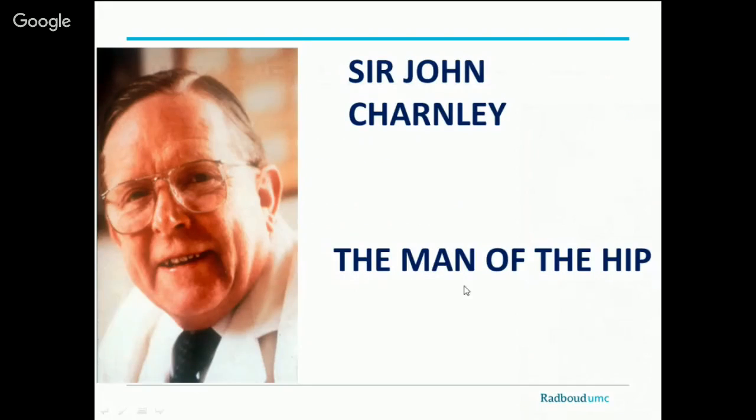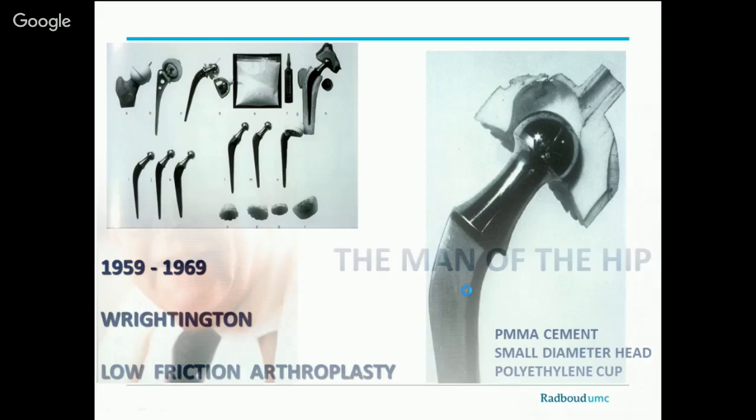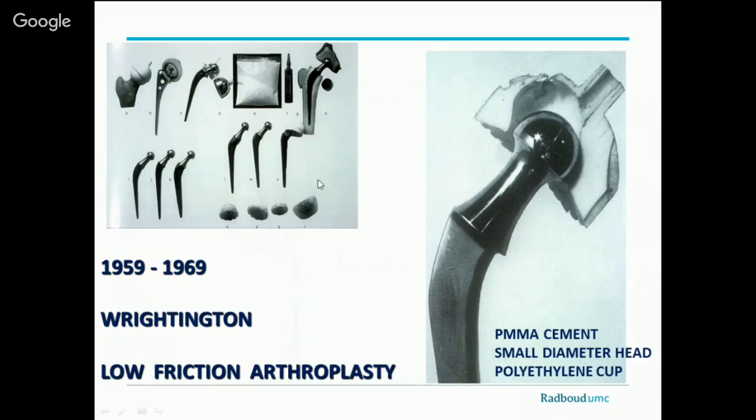So after that, in the 60s, Sir John Charnley, a very famous orthopedic surgeon, and I think you should all remember his name, because he is the founder of the current cemented hip prosthesis. We call him the man of the hip. He has also written a book on that. You see here a picture, and he's from Wrightington, UK, and he is the inventor of low friction arthroplasty, which was metal on polyethylene. So that's why we now use polyethylene.